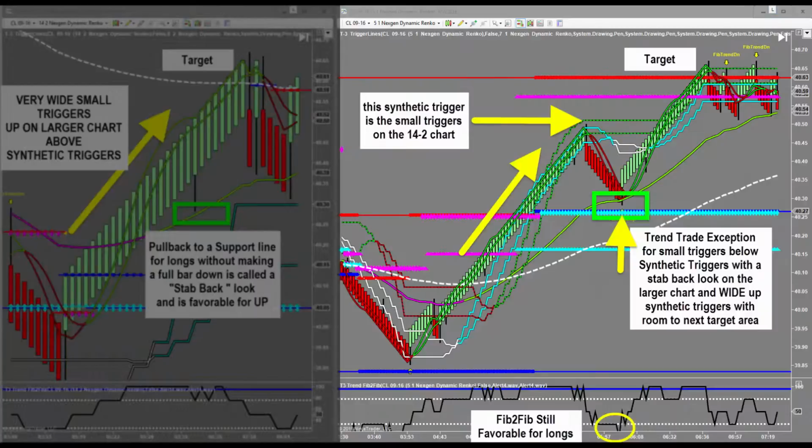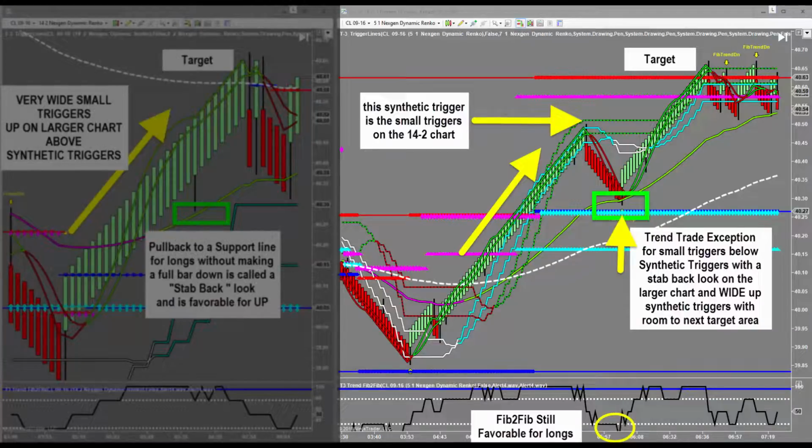Now, when we look at our smaller 5-1 chart, you'll see the market broke resistance, very strong triggers above the resistance, and the market pulled back to the mid-band, which is usually mid-band or fibs is the spot where you're looking for this exception trend trade to happen.